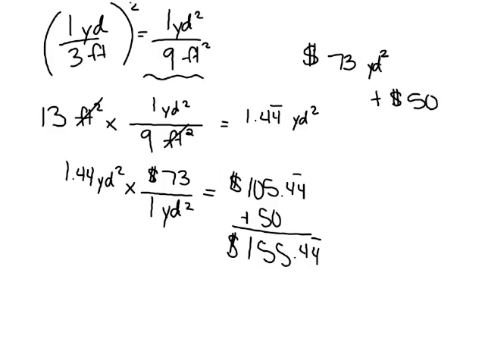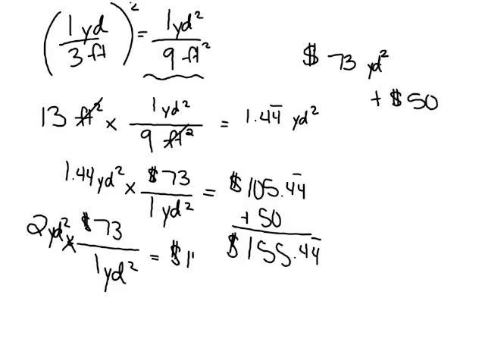Because you calculated the same thing, but instead of 1.44 square yards, it's 2. Okay, so let's do that. It's not plus 50. 2 square yards. So what's my cost per square yard? $73. So 73 times 2 is $146.